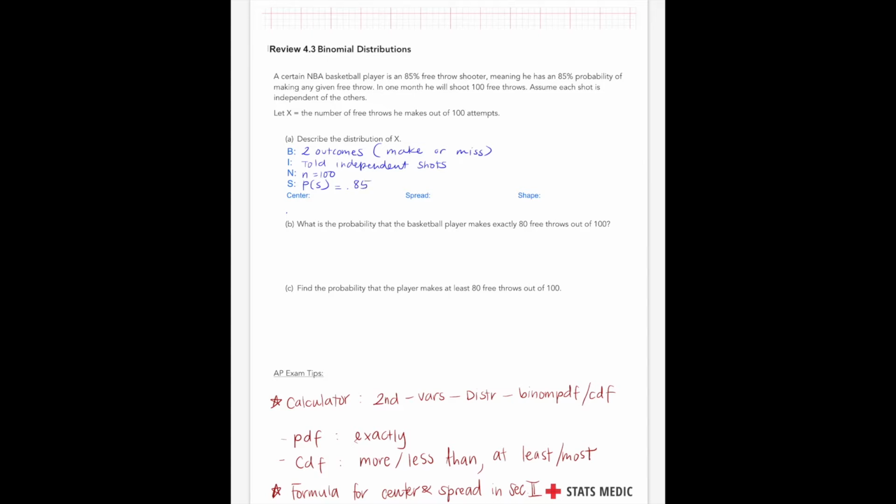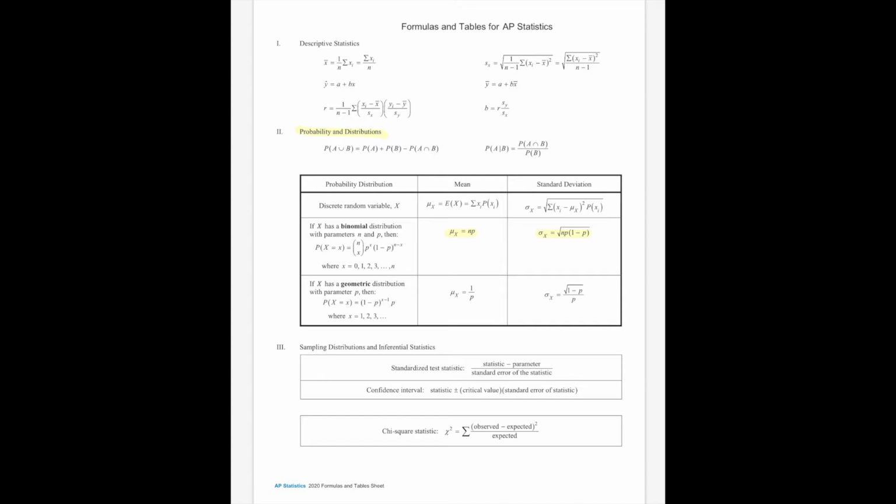Okay, so that's the first part, just letting our readers know that it's binary, and then we're going to go to center, spread, and shape. The center and the spread can actually be found in your formula sheet. If you take a look at your formula sheet under section 2, probability and distribution, you'll see that the mean for binomial is n times p, and the standard deviation is the square root of n times p times 1 minus p.